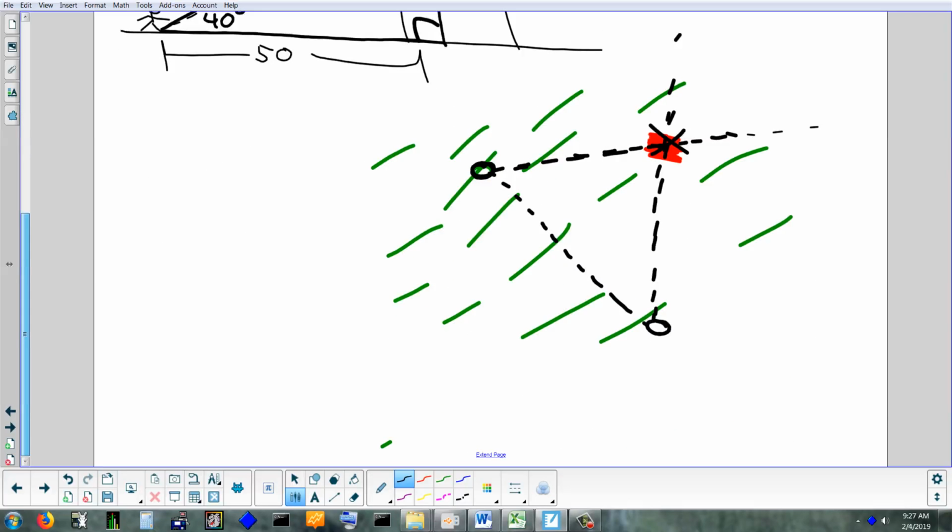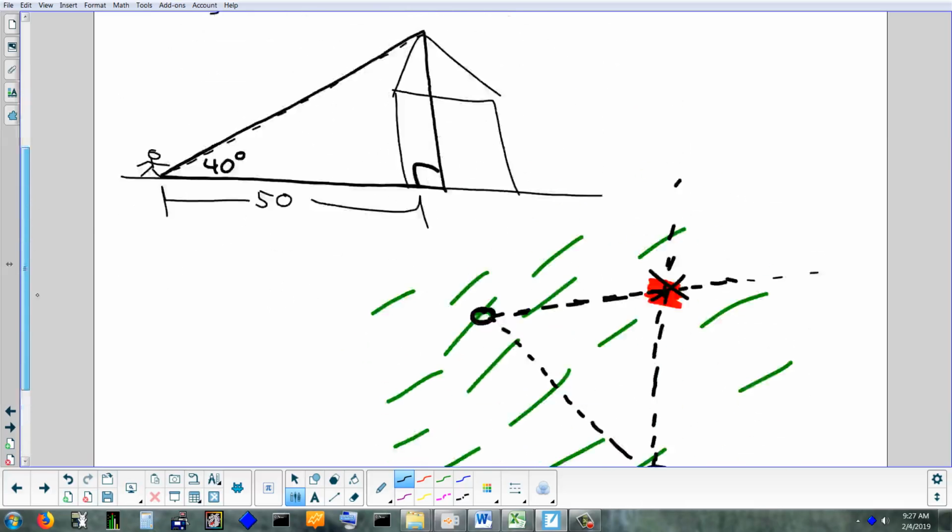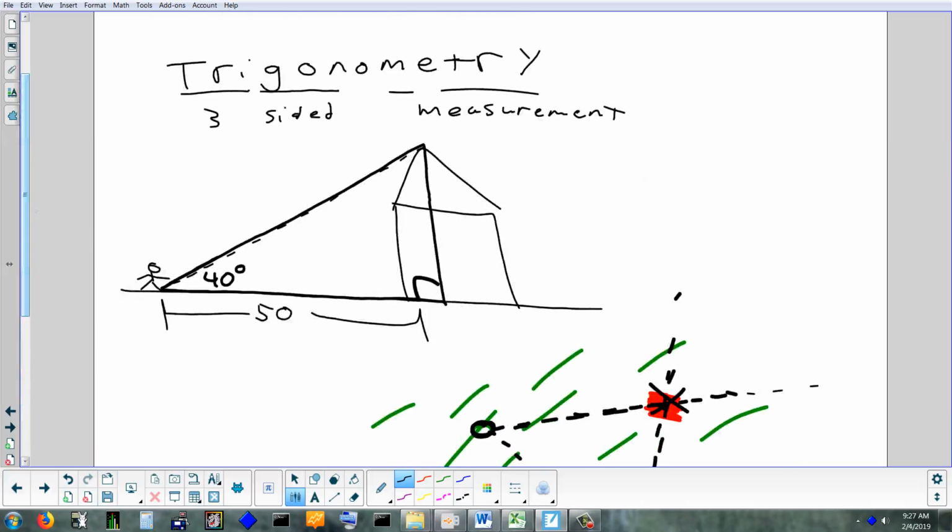Cell phones, you can do it with cell phones too. Figure out exactly where somebody is just by them having their cell phone. It has to be on, but you can do that too. All right, so a couple different examples of trig. Both of these are pretty far away from anything we're going to cover in the next week or two. So 3 or 4 weeks away.